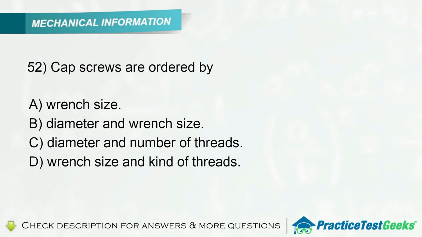Question 52. Cap screws are ordered by A. Wrench size, B. Diameter and wrench size, C. Diameter and number of threads, D. Wrench size and kind of threads.